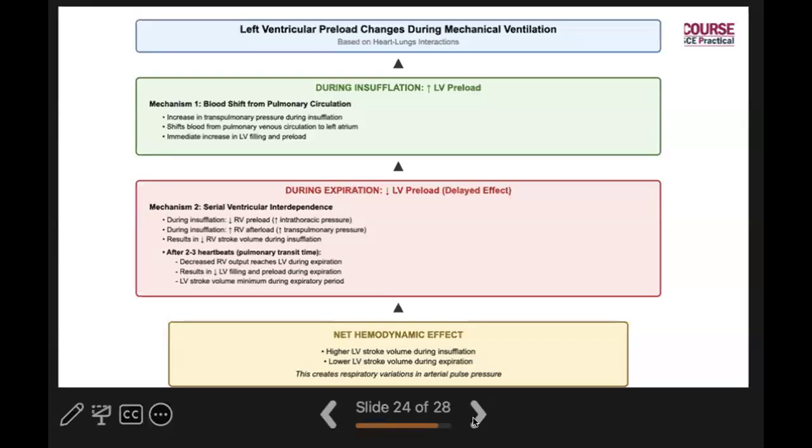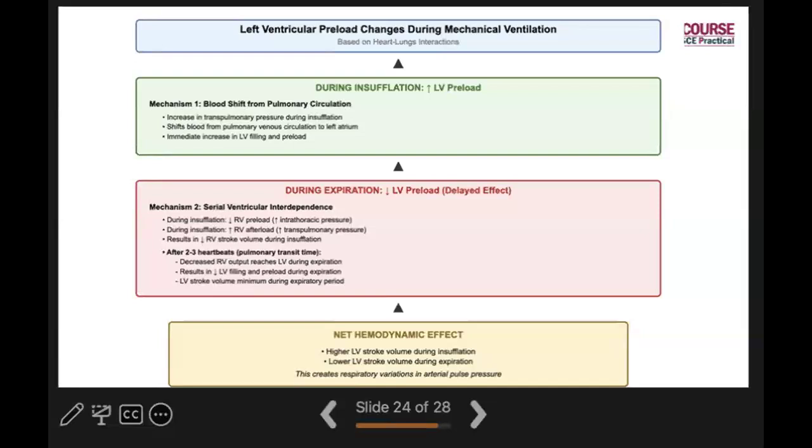The second effect which we are going to see with the left ventricular preload is the same interdependencies. Like you can see in a serial ventricular interdependence, during insufflation, there will be a decrease in the venous return and a decrease in the right ventricular preload. For this effect to act on the left ventricle, it is going to take some time, which is usually reflected during expiration only. So the reduction in right ventricular preload to be reflected in the left ventricular preload is going to take some time. That is going to be seen in the expiration.